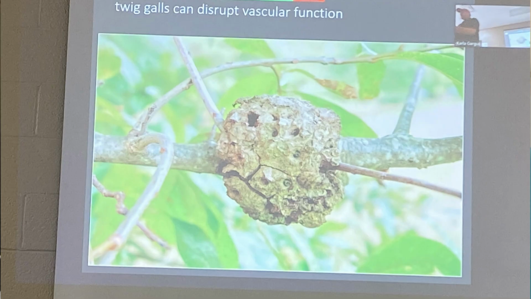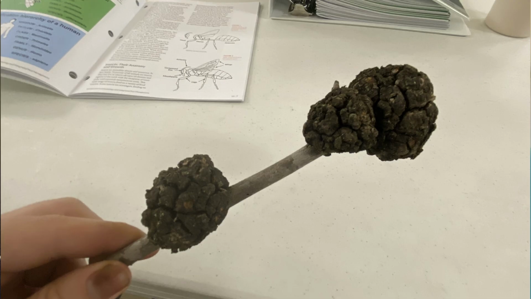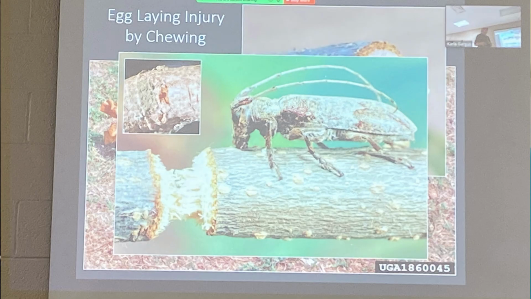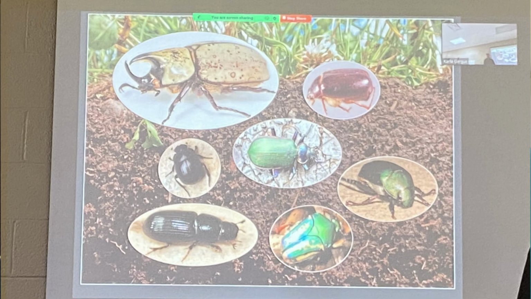And that's what a gall looks like. And he actually had some, and we got to pass some around. That's really cool. Egg laying injury by scar. Egg laying injury by chewing. You can see there. Some more beetles underground. They can chew on roots and stuff.